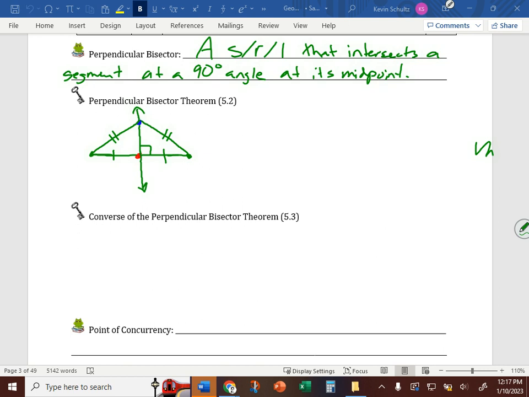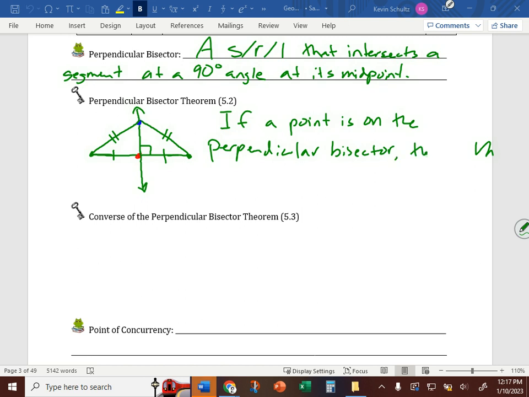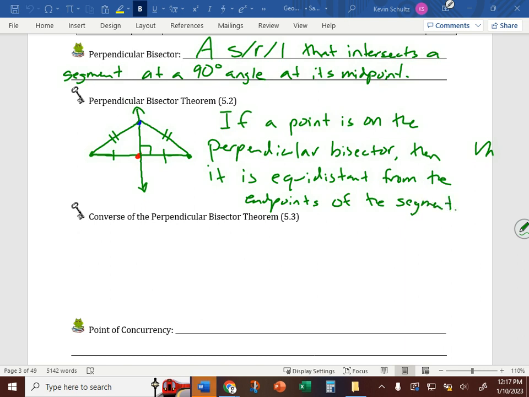Okay, so in words, if a point is on the perpendicular bisector, then it is equidistant from the endpoints of the segment. If a point is on the perpendicular bisector, then it is equidistant from the endpoints of the segment. What we have here, that point in blue, equidistant from the endpoints.